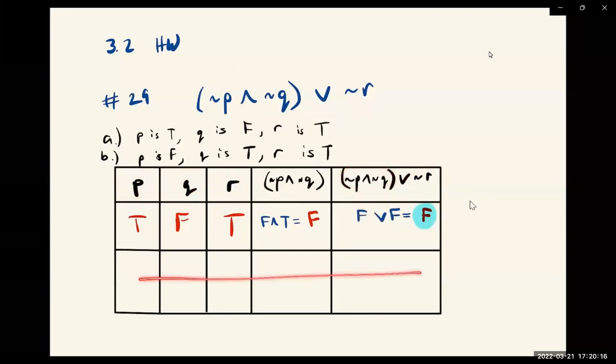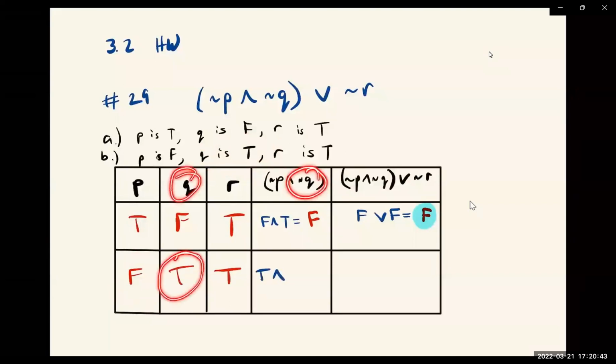So let's do the second part, part B. P is F, Q is T, and R is T as well. So let's do this part. So that would be not P. Not P would be true. And not Q. What would not Q be? False. That would be false.